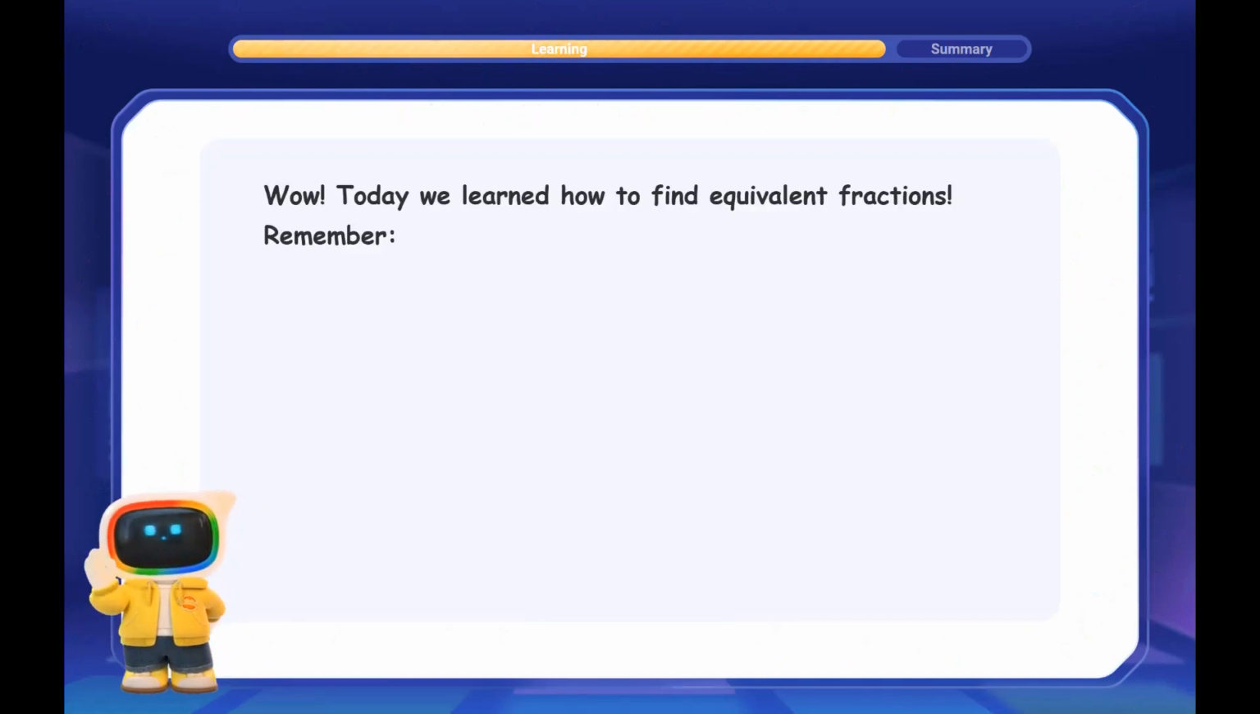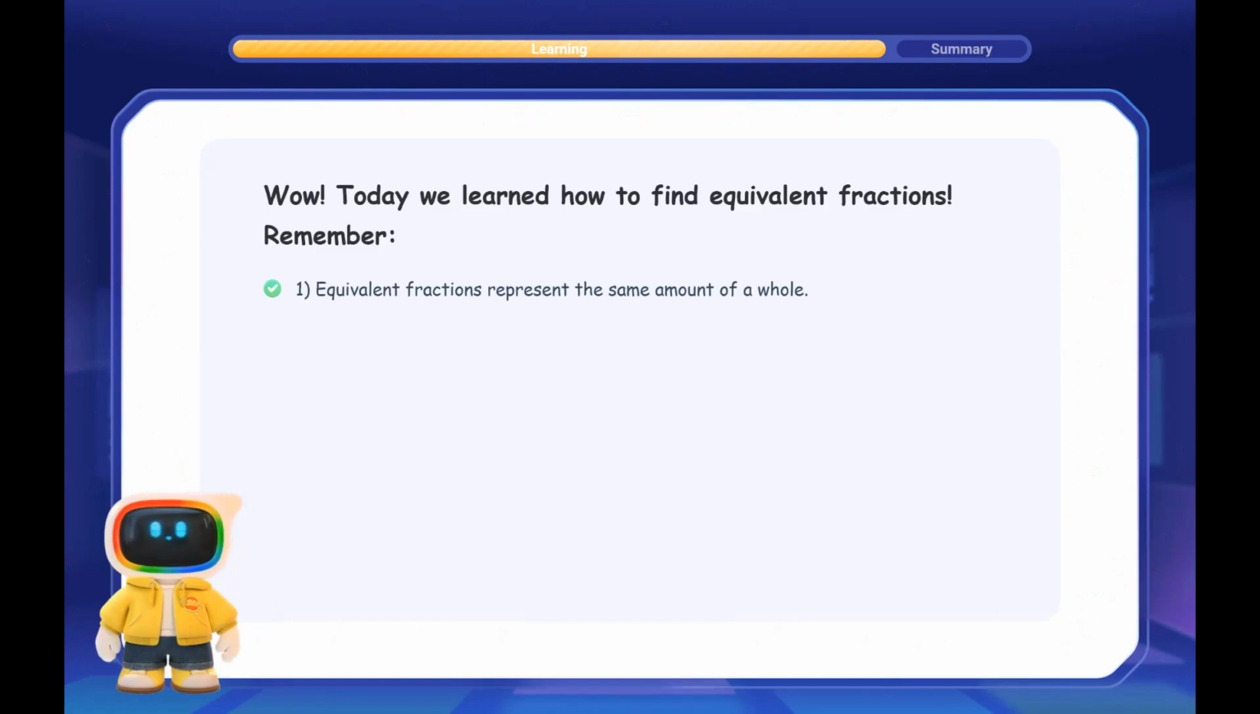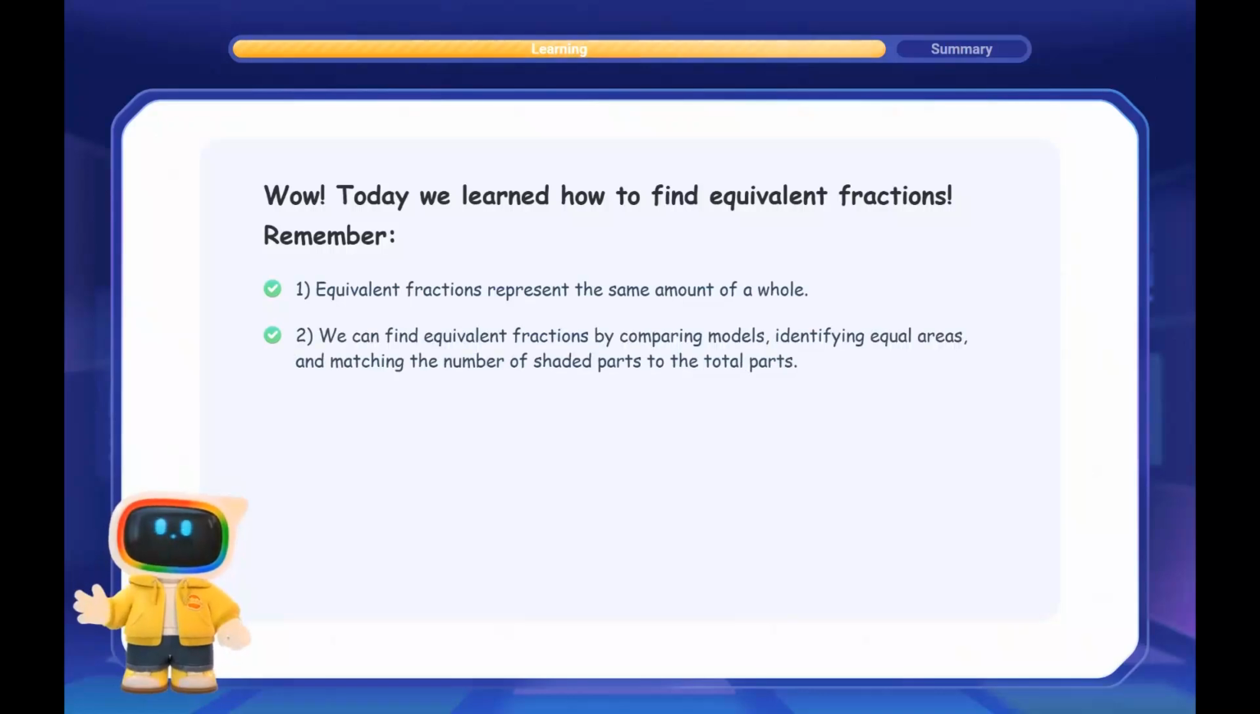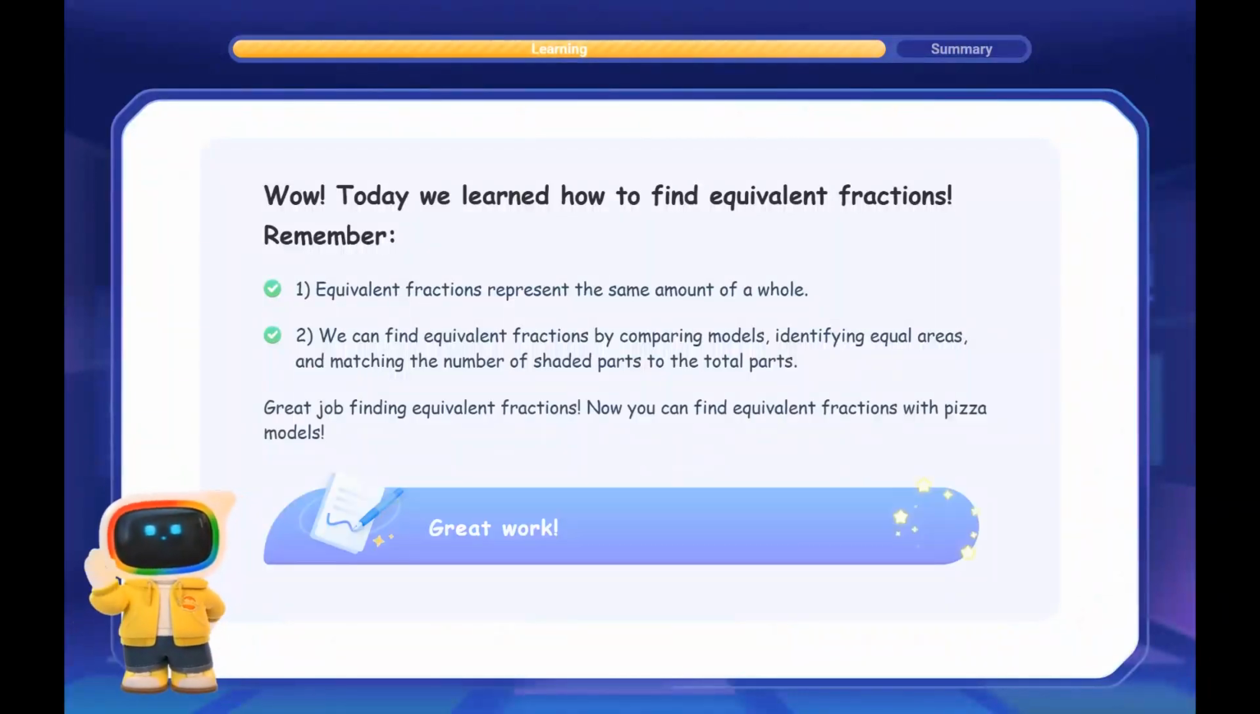Wow! Today we learned how to find equivalent fractions. Remember, equivalent fractions represent the same amount of a whole. We can find equivalent fractions by comparing models, identifying equal areas, and matching the number of shaded parts to the total parts. Great job finding equivalent fractions. Now you can find equivalent fractions with pizza models.